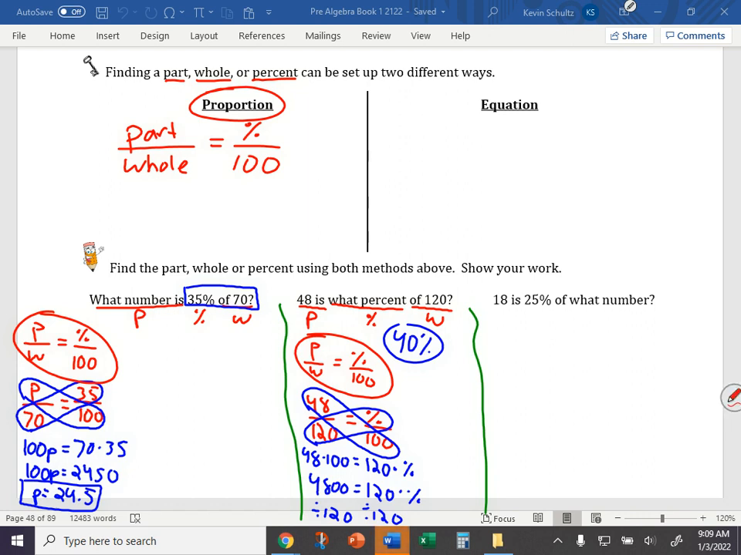What is the part? What's the whole? What's the percent? Identify them. Set it up in our formula. You don't have to solve it, but identify and try and put those pieces in the right spot. We've got 18 is, 25%, and of what number are the three pieces to this. What does each piece represent and where does it go?